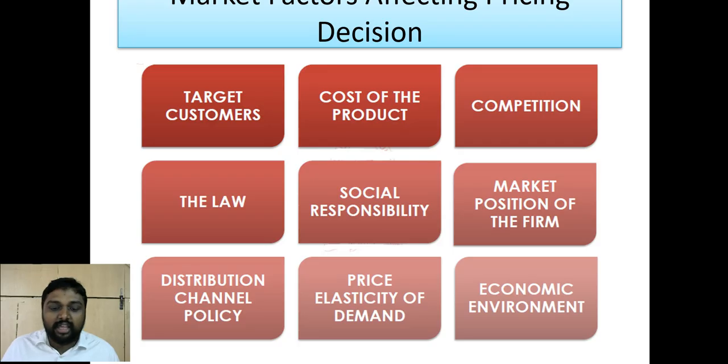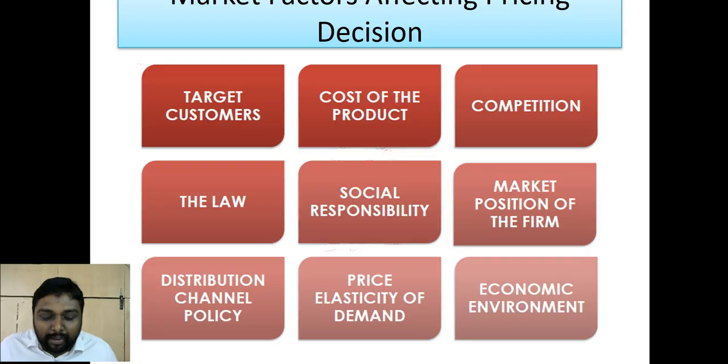The first thing, market factors affecting the pricing decision. The screen may not be fully visible for you; maybe some of the top part is cut off. That's what I am reading now. The point is market factors affecting pricing decision.